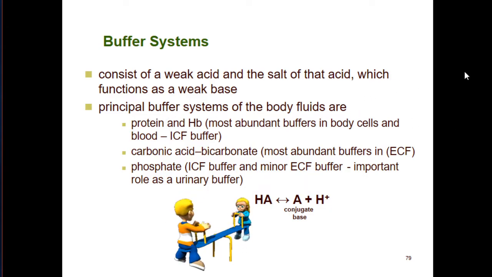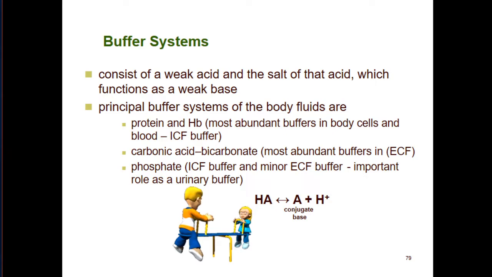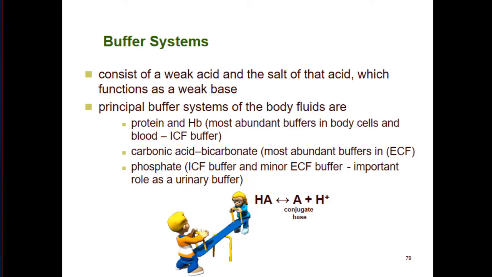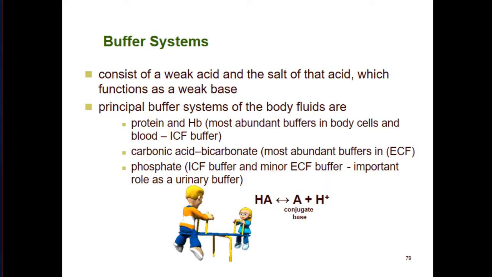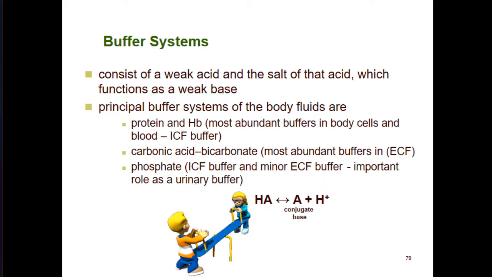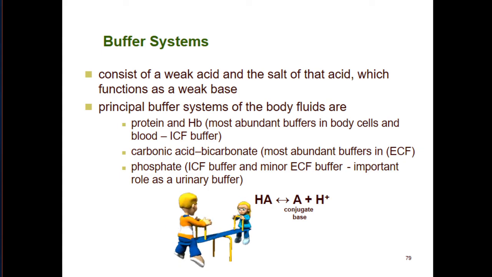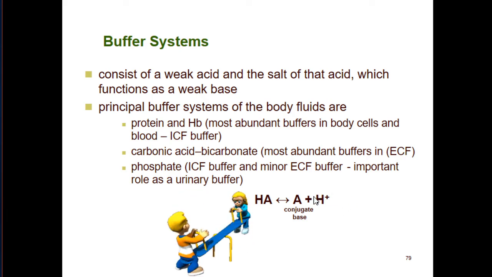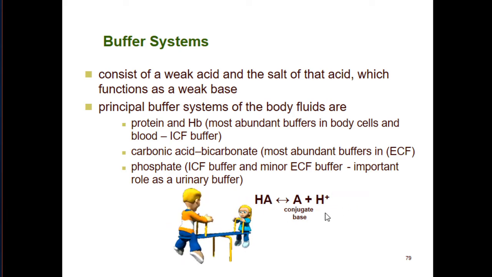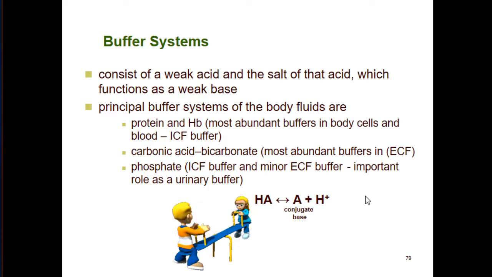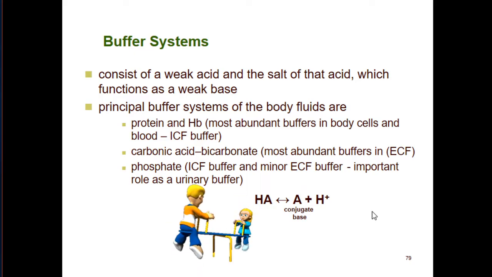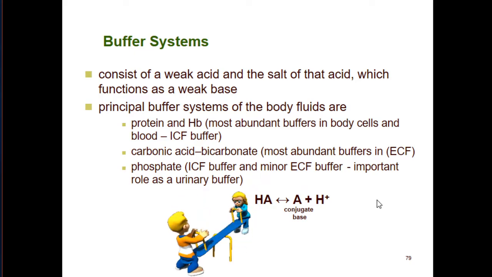The principal buffer systems in the body fluids are four major buffers: proteins and hemoglobin, which is the strongest one, and also the bicarbonate buffer system and the phosphate buffer system. The bicarbonate buffer system is for the extracellular fluid, and phosphate is for the intracellular fluid. Here you have the equation, and it works both ways, depending on whether you place it into an acidic or alkaline medium. It will either accept excess hydrogen or donate hydrogen.